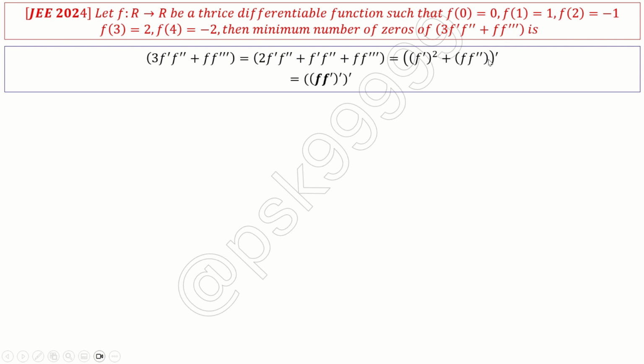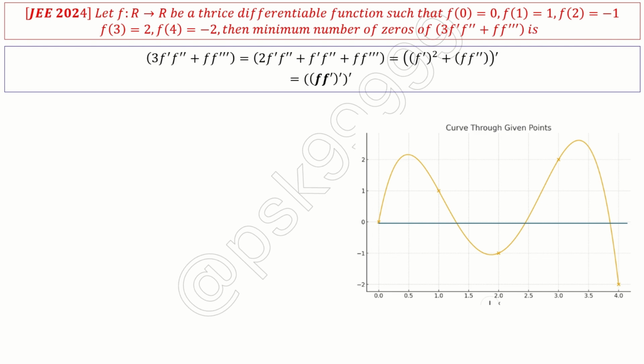This you can simplify further as f dash whole dash basically, 2 times differentiation of f dash. Now once I know f, then I know how many zeros f will have, and then I know that f dash can have one less zero, and then multiplication. That way I can count how many zeros the given expression can have. This is using Rolle's theorem.